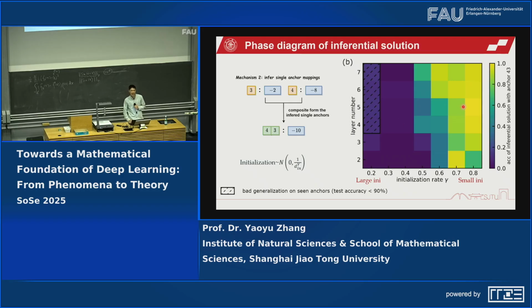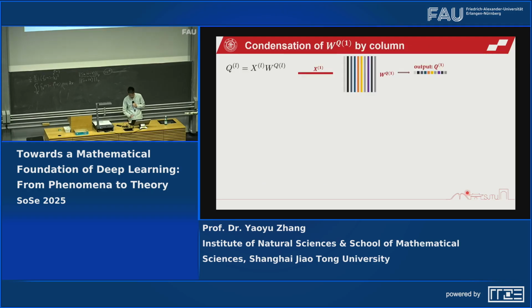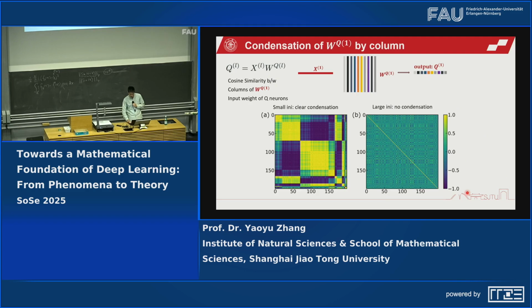Which result do you think is actually better? What kind of answer do you want the neural network to learn? -10 or -6? I think -10, right? Because it's a simpler explanation of all these existing data. And then you can see that if you use small initialization, the network will condense more strongly.